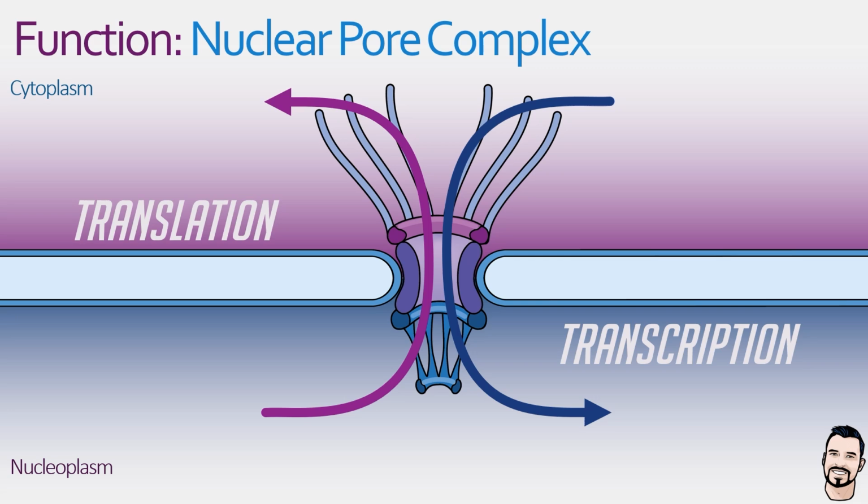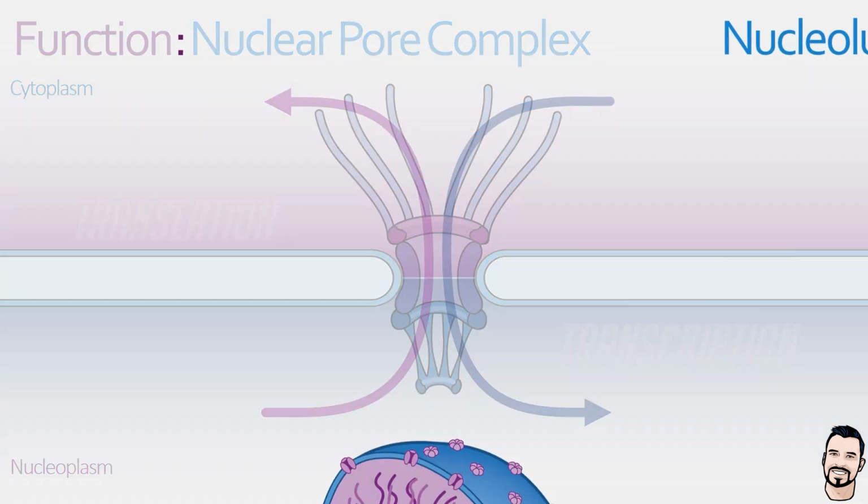Now typically, there are around 3,000 to 4,000 nuclear pore complexes per nucleus, but in more active cells where transcription and translation rates are higher, the number of pores will increase to meet that demand. And that is essentially the nuclear envelope and the nuclear pore.